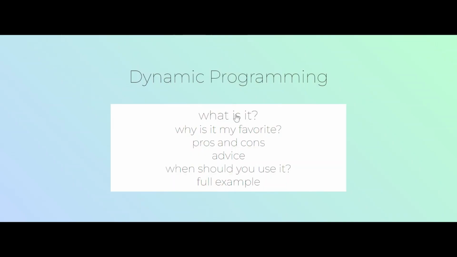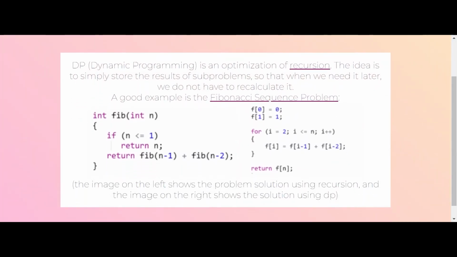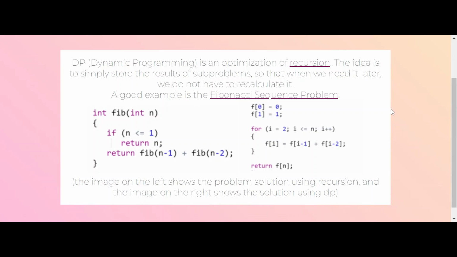So first, what is dynamic programming? DP, or dynamic programming, is an optimization of recursion. The idea is to simply store the results of subproblems so that when we need them later, we do not have to recalculate them. A good example is the Fibonacci sequence problem.